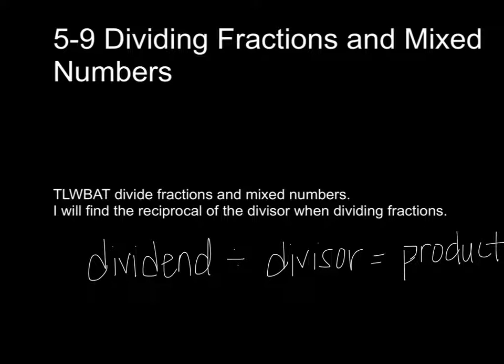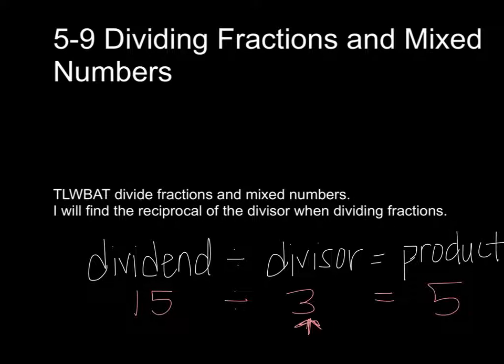Now, I'm not sure we've ever talked about this before, so if I had 15 divided by 3 equals 5. The first number is called the dividend in our problem. The second number is called the divisor. So we're always going to find the reciprocal, we'll talk about what that means too, of the divisor. And then the answer is called the product.